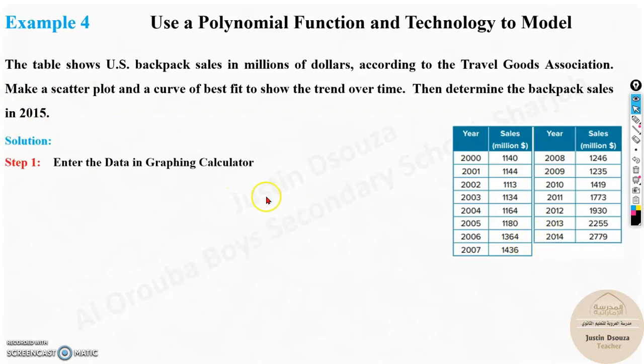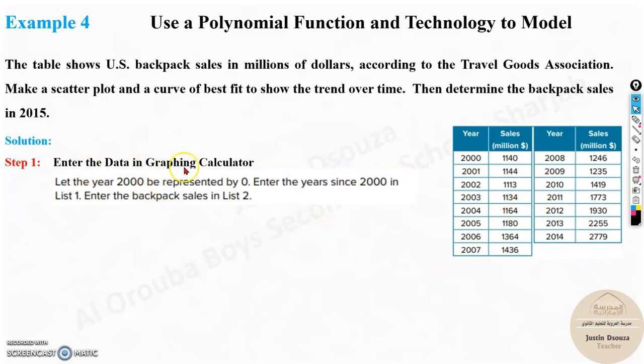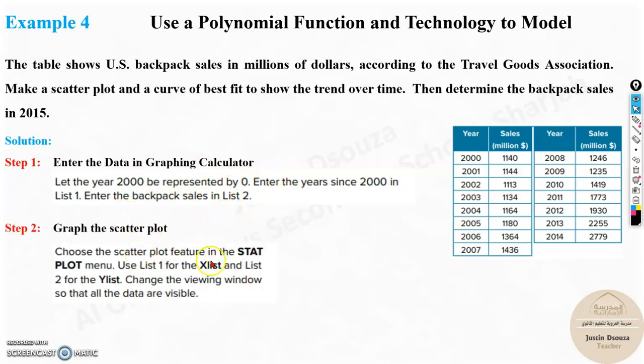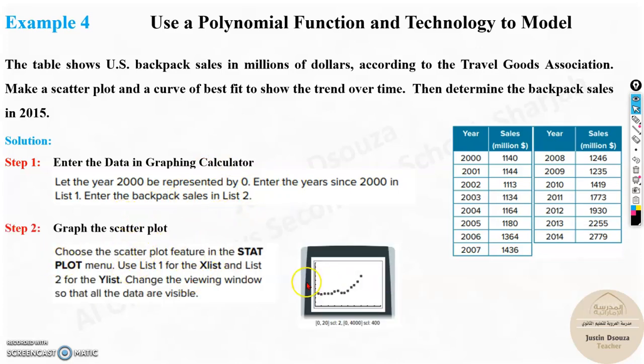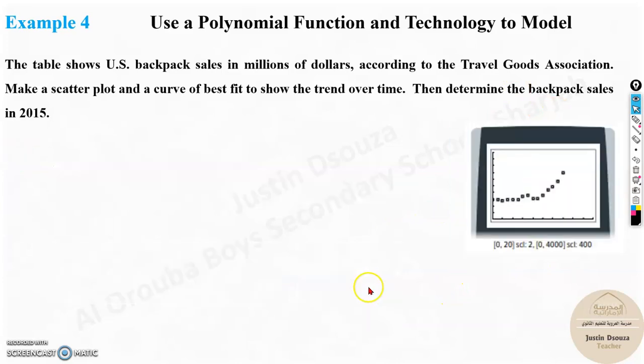So now for the solution, basically if you want to get a graph, you can directly enter it in the graphing calculator, and then you can use the scatter plot list and you will get this graph. You should not plot from 2000; consider this as 0. Okay, 2000 is 0, 2001 is 1, and so on. Then plot it accordingly with the proper scale. You will get the graph.